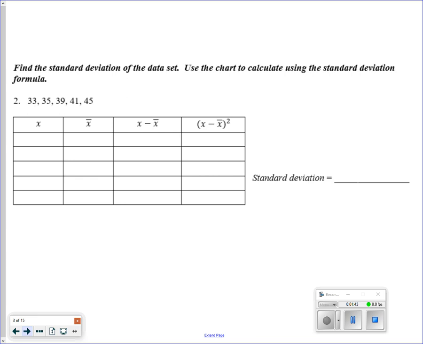Standard deviation, you are going to have to be able to do standard deviation by using the chart. That does not mean that you can't go ahead and do standard deviation using your calculator, but you must show the correct work or an understanding of how to get standard deviation. So again, hitting pause for a second, I want to find the average of the 5 numbers there. All right, so when I put those in, I ended up getting 38.6.